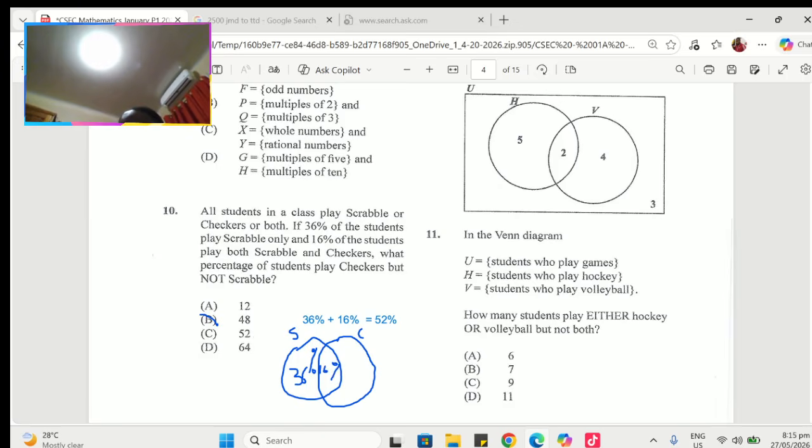So the 16% goes here. So all we need to do is calculate how much will be here, which will be the remainder. The whole is 100%. This is 36%, this is 16%. When I add this together, I get 52. The remainder is what will make it 100%. 100% minus 52 is what gave me the 48. That's how I got the remainder to be 48%.